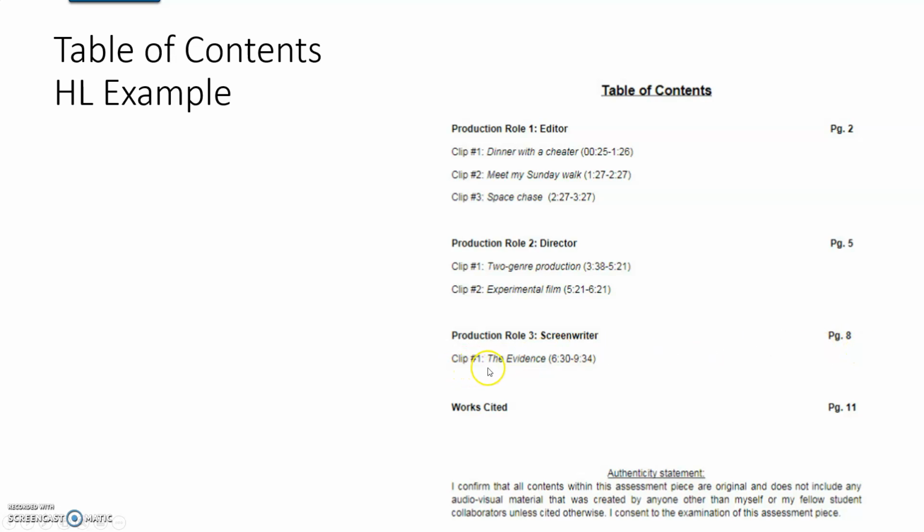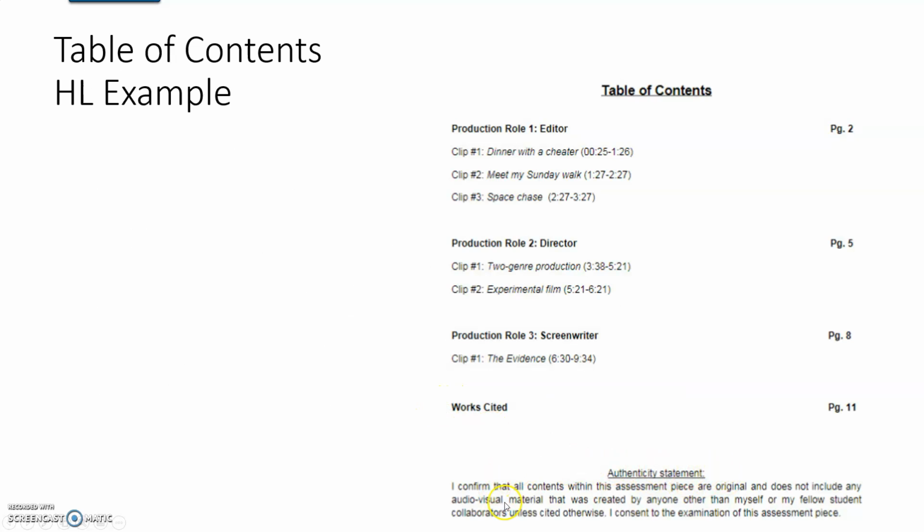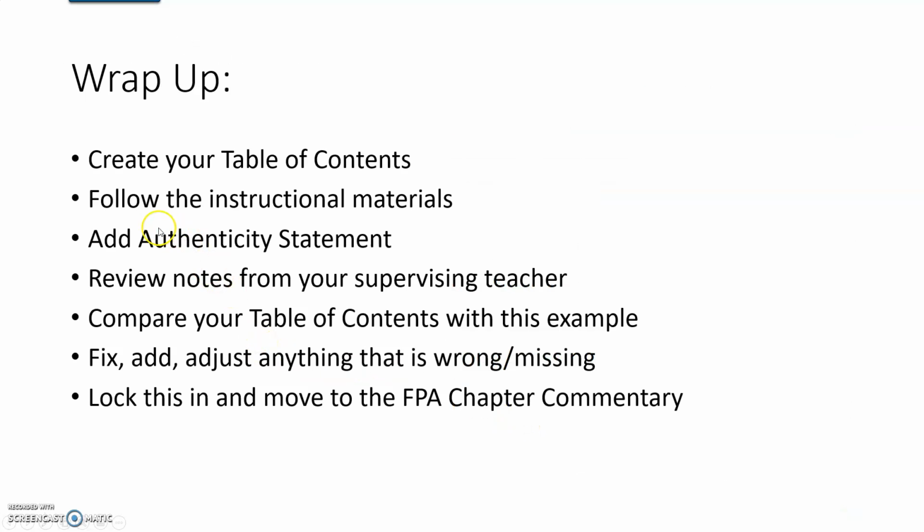Since production role 3 is only 1 full film, we have the film right there. All right, works cited on a higher level should be page 11. Notice there's an authenticity statement at the bottom of this. That is required. To wrap up, create your table of contents.